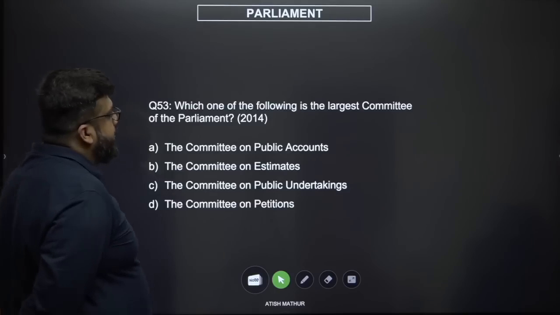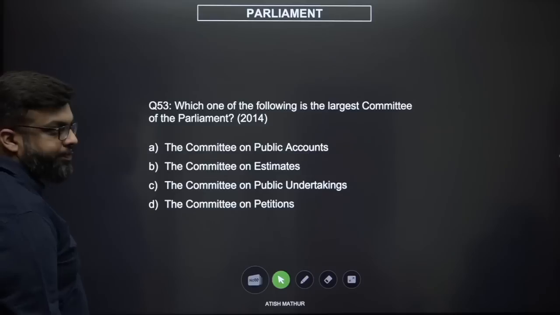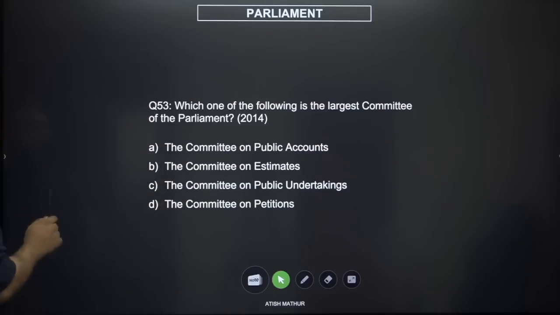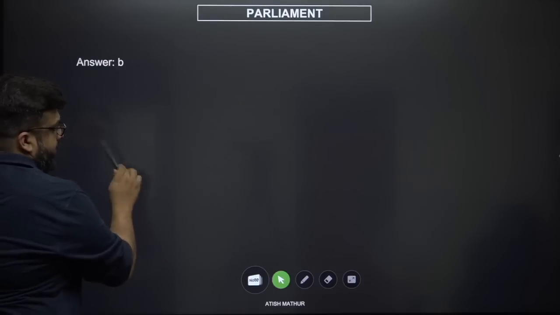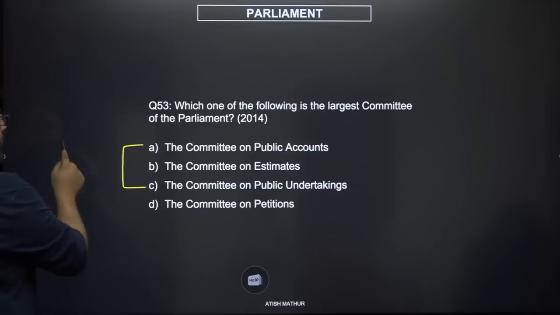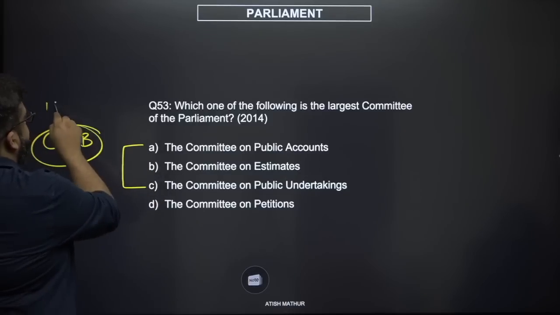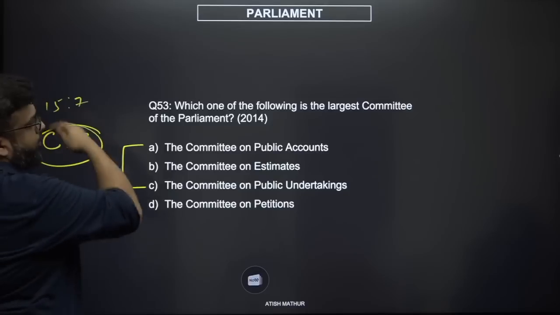Which one of the following is the largest committee of the Parliament? Now this becomes interesting because what if you don't remember the composition? The Committee on Public Accounts, the Committee on Estimates, the Committee on Public Undertakings, and the Committee on Petitions. Now think about it. Good question. Committee on Public Accounts and Public Undertakings, both of them are performing a check and balance function, right? So both of them will have similar compositions, 15:7 by the way, right? 15 Lok Sabha, 7 Rajya Sabha.